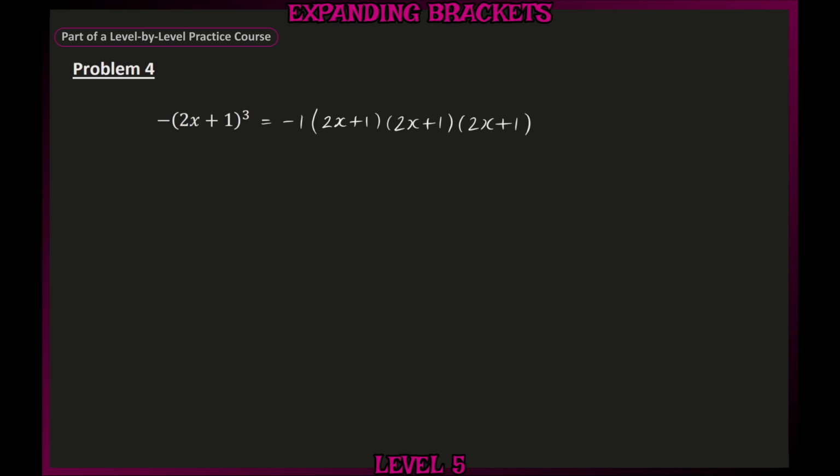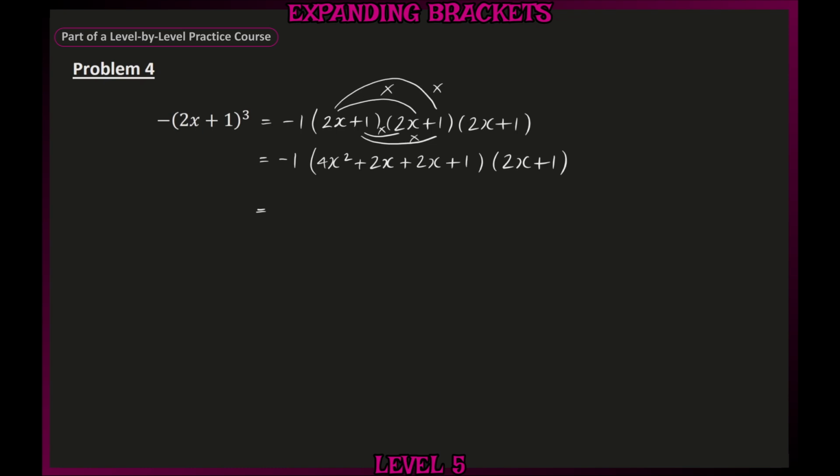Now I could multiply the first bracket by minus 1. What I'm going to do is actually just leave the minus 1 there and start by expanding the first two brackets. So we have 2x multiplied by 2x, which is 4x squared, and 2x multiplied by 1, which is plus 2x. We then have 1 multiplied by 2x, which is another plus 2x, and then 1 multiplied by 1, which gives us plus 1. And we still have the 2x plus 1 bracket at the end.